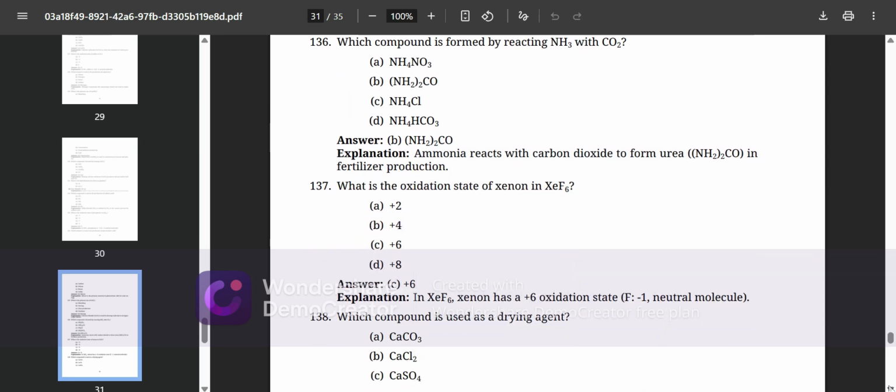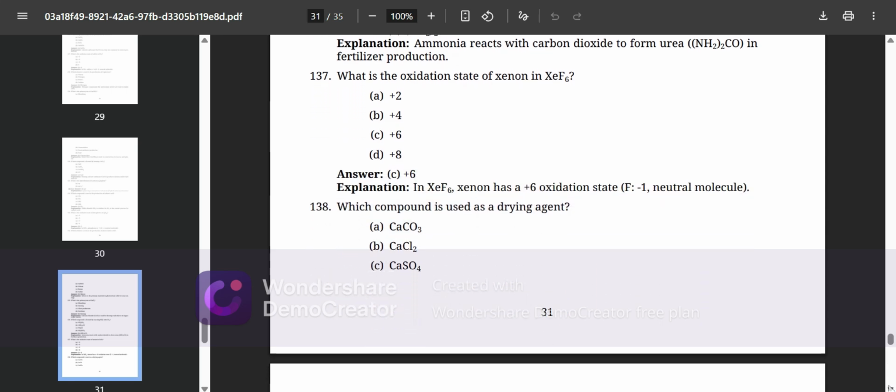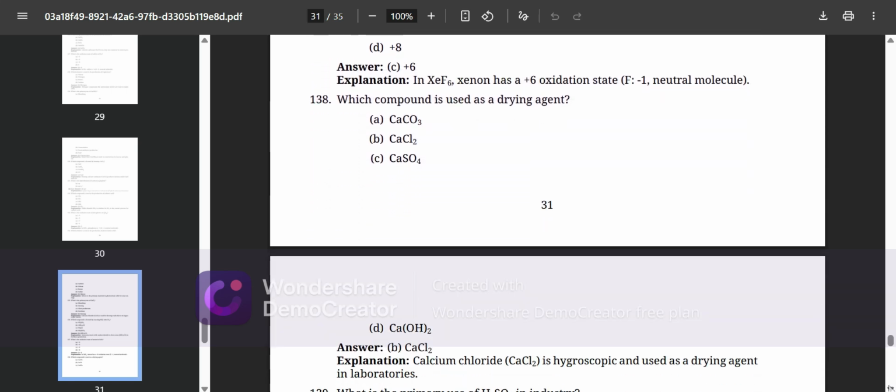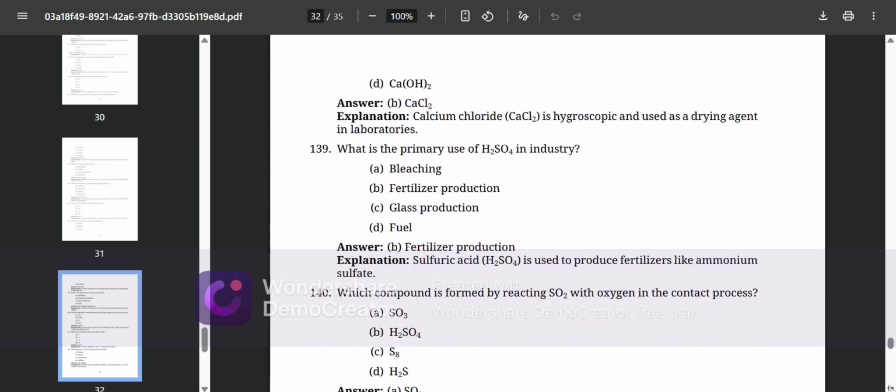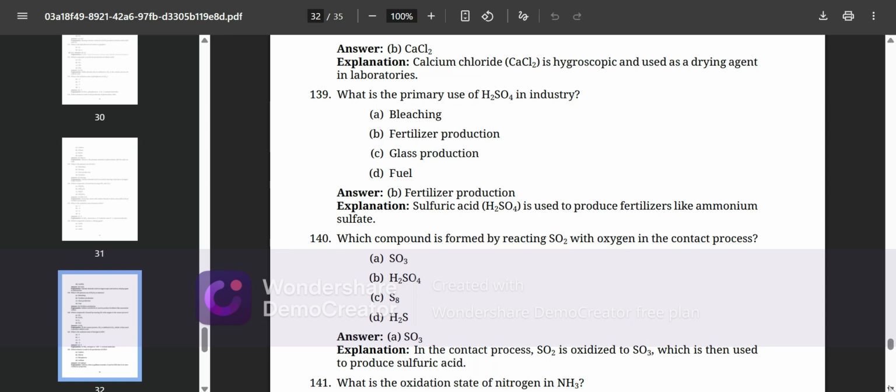What is the oxidation state of xenon in XeF6? Plus 6. In XeF6, xenon has a plus 6 oxidation state. F is equal to minus 1, neutral molecule. Which compound is used as a drying agent? CaCl2 is used as a drying agent. Calcium chloride, CaCl2, is hygroscopic and used as a drying agent in laboratories.